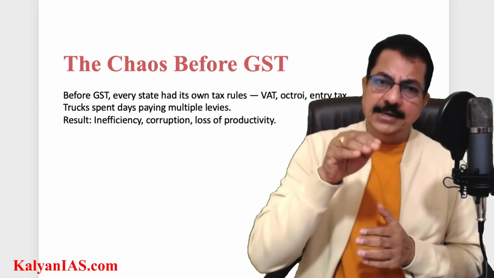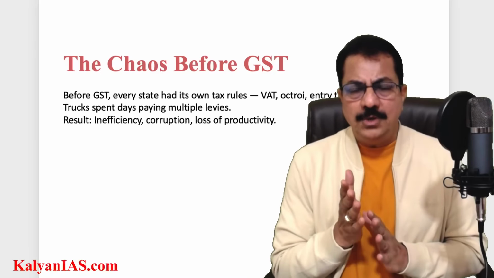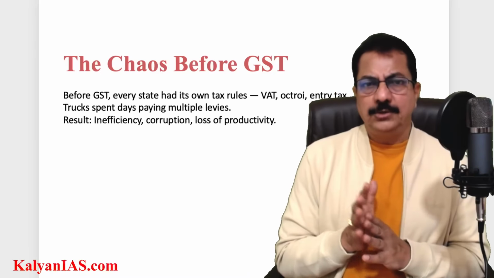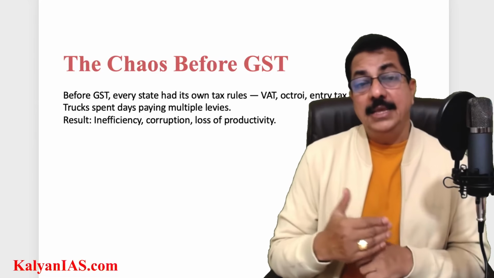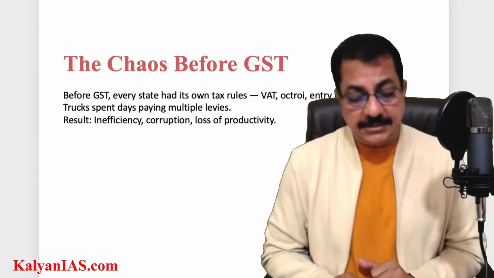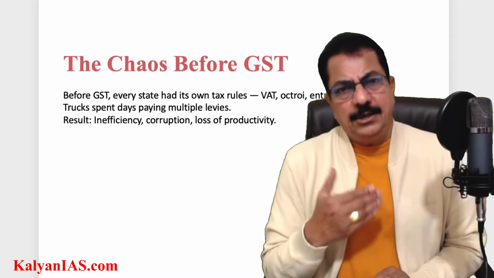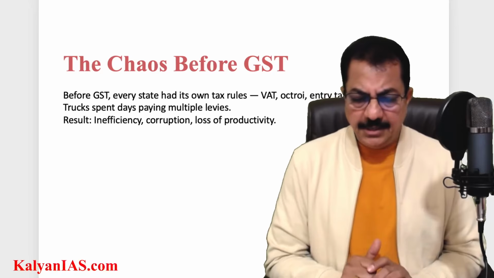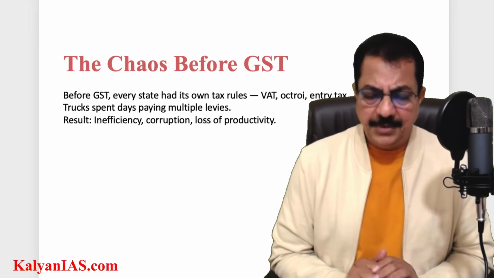So before you enter another state, again you have to pay this entry tax. So double taxation was there. There was so much pain, and that was leading to an increase in the prices of the commodities. That is the reason why there was inefficiency, there was corruption, there was a loss of productivity, right?